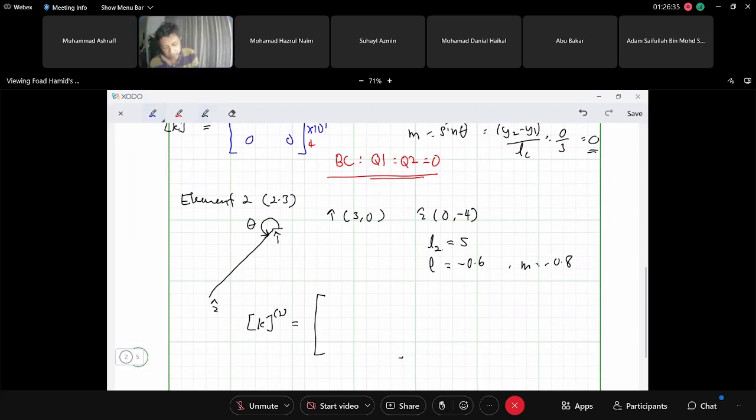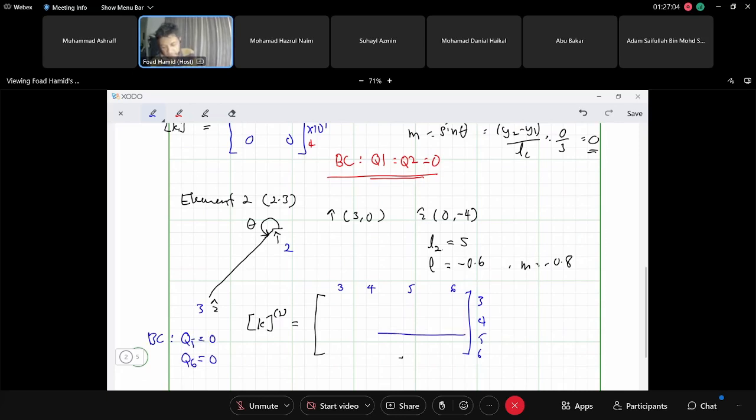This is global node number 2 and global node number 3. So this is Q3, Q4, Q5, and Q6. And we know the boundary conditions: Q5 equal to 0, Q6 equal to 0.